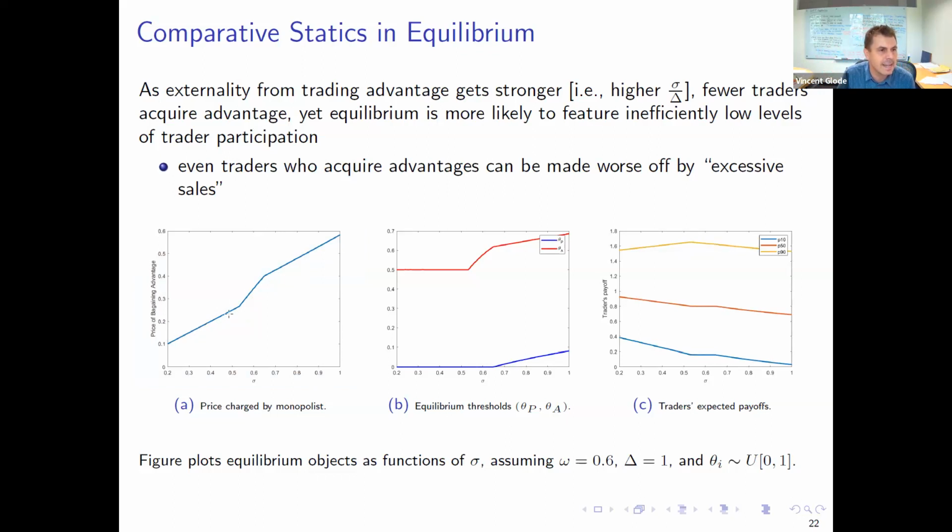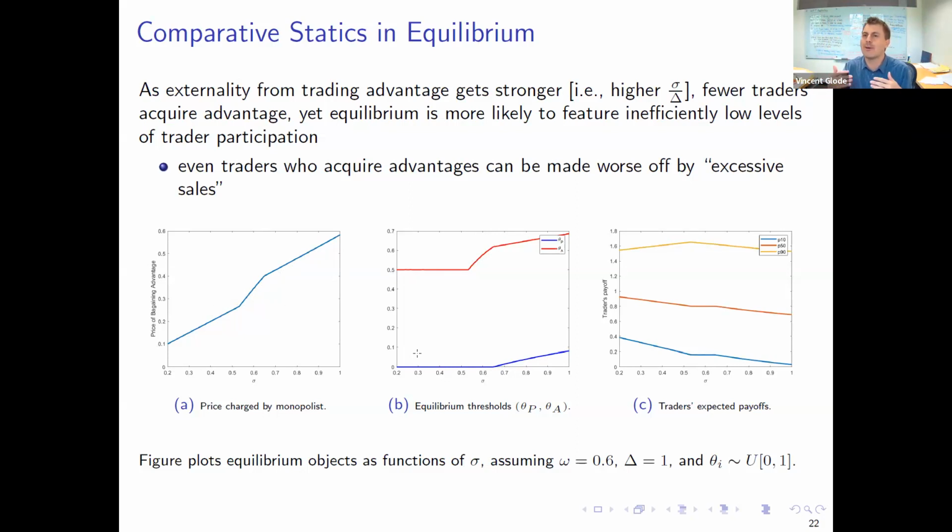But you might notice that it's not linear, right? You don't just make the price higher and higher. You also see some non-linearities. These non-linearities are there because at some point it becomes optimal to trigger non-participation. So here are the equilibrium thresholds. This is the acquisition threshold. Remember, if your type is above that threshold, you acquire the trading advantage. So you can see as the trading advantage becomes more powerful, the price goes up, and fewer people acquire that trading advantage.